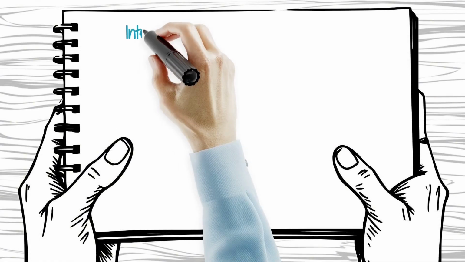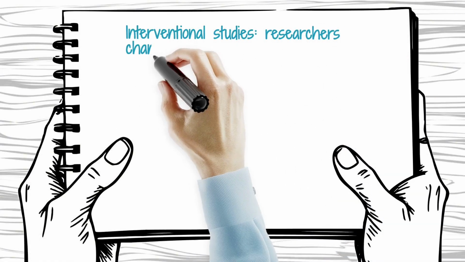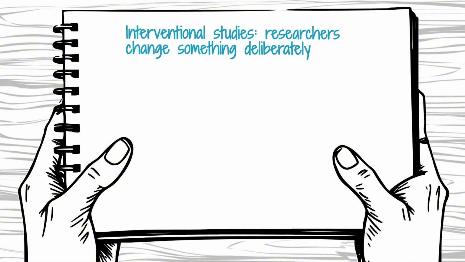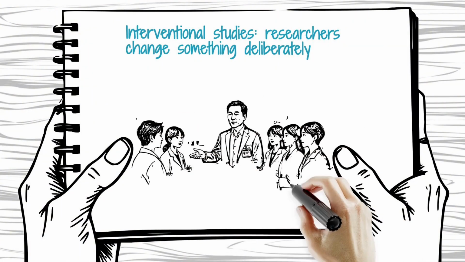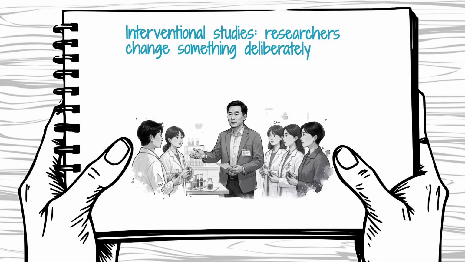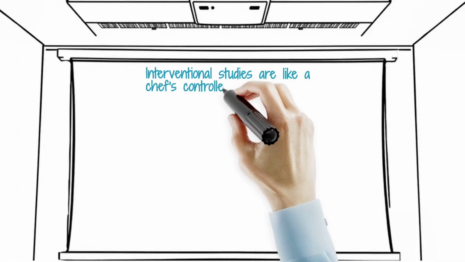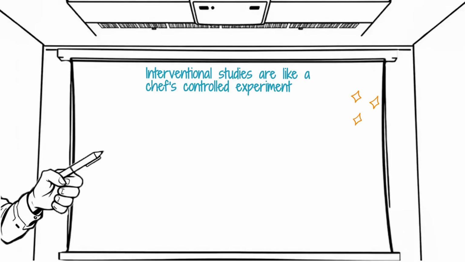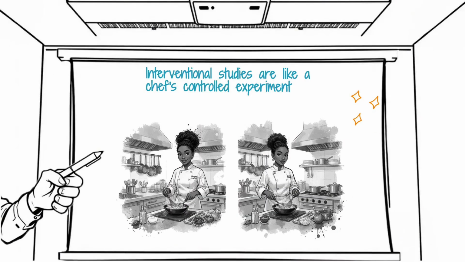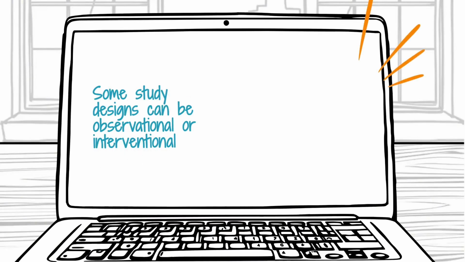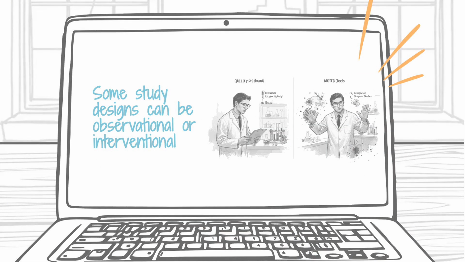In an interventional study, the researcher is an actor. They step in and change something deliberately. They assign a treatment, create two groups, and measure what happens because of that change. Think of a chef running an experiment. Two identical kitchens, one ingredient changed, everything else the same. Some designs can live in both worlds. We will flag this as we go.